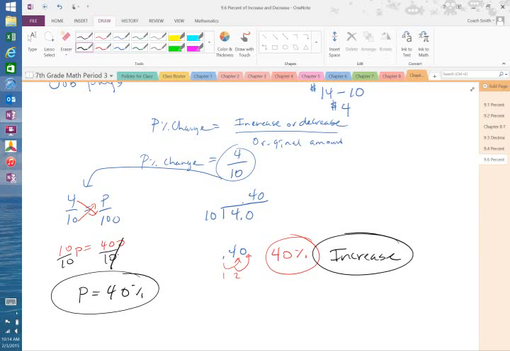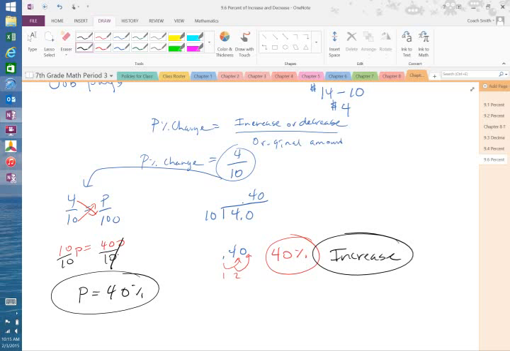So you probably wouldn't see that big of an increase all at once, unless you're just a stellar employee. All right, so that is what it's talking about when it's talking about the percent increase versus the percent of decrease. All right, let's look at another one.